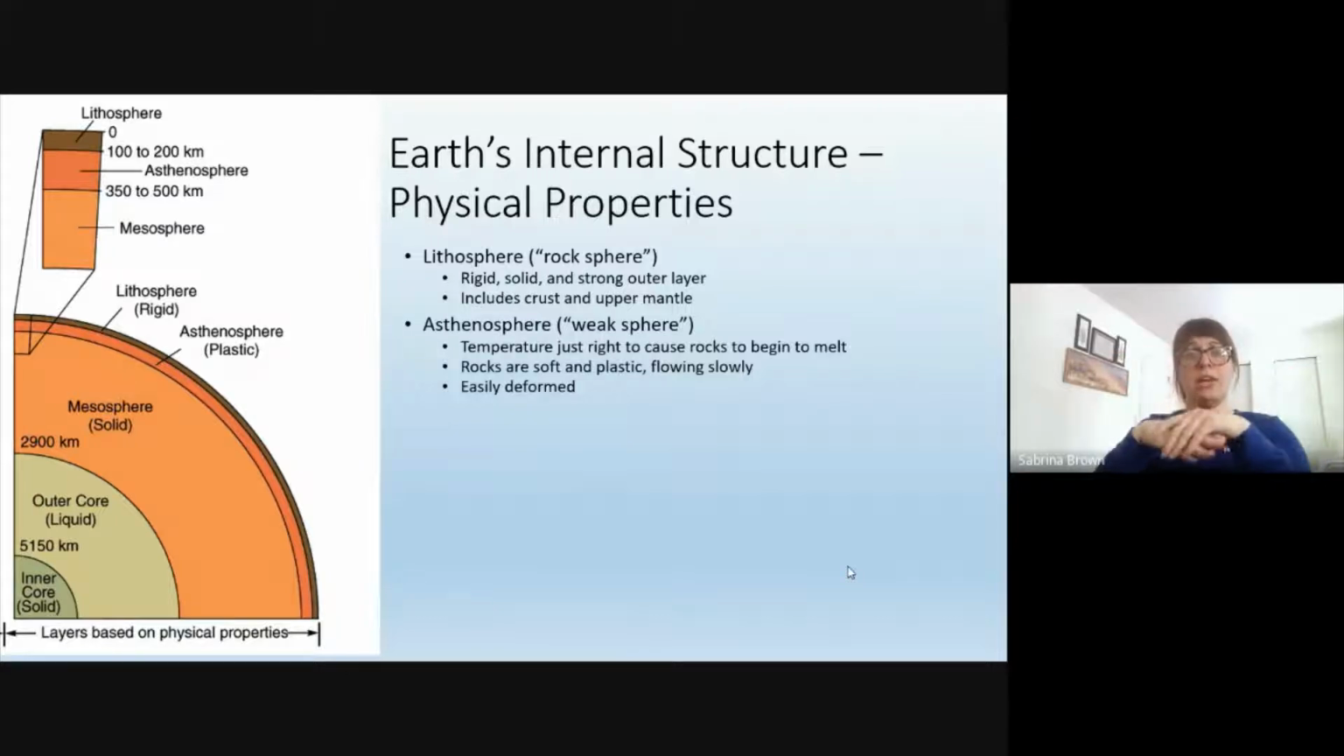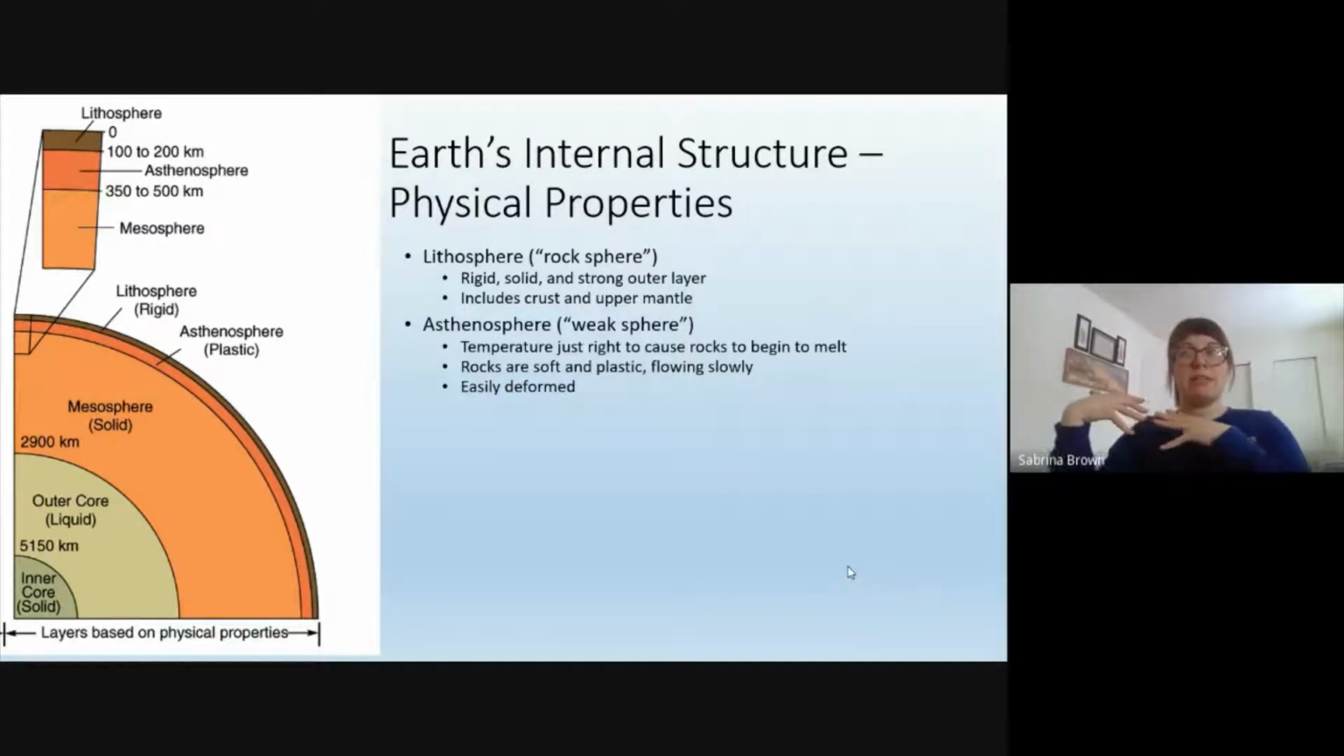Underneath the lithosphere is the asthenosphere, which you can translate as weak sphere. This is where temperature is just right, that the rocks melt a little bit, right there. And don't think of them as like a liquid. Think of them more as like a putty, right? A plastic. You can deform it and it's flowing very slowly, but don't think of this as like a liquid, right? That's just like flowing underneath Earth.